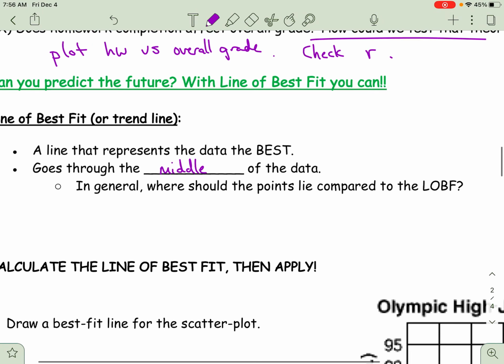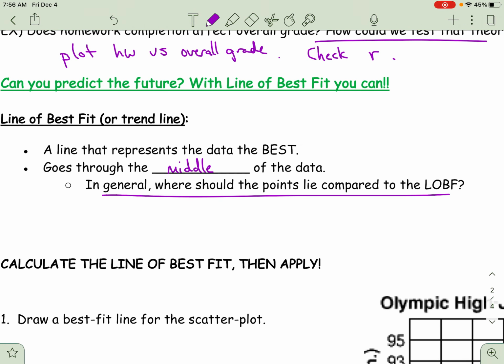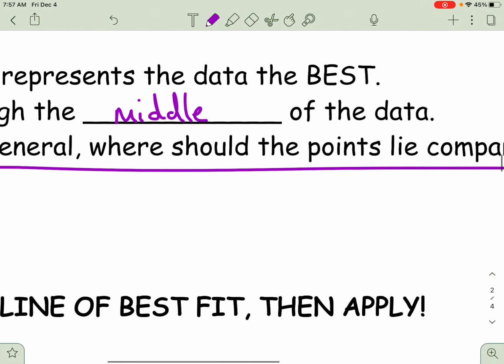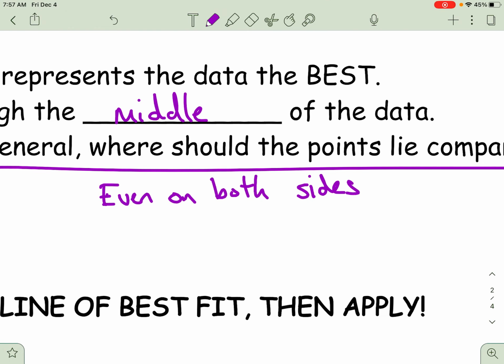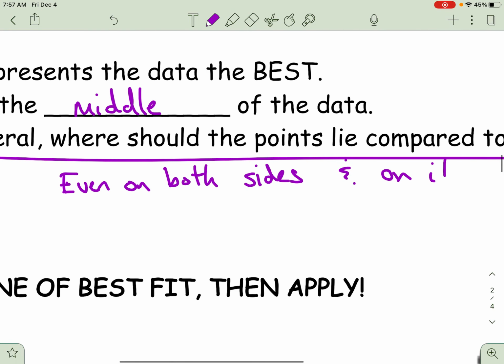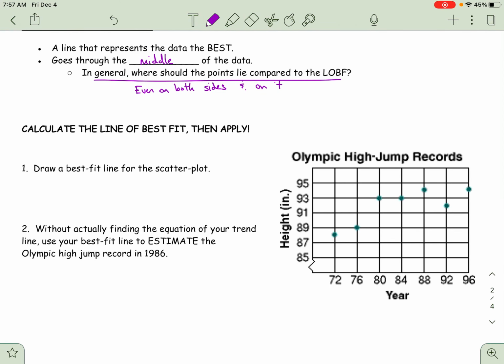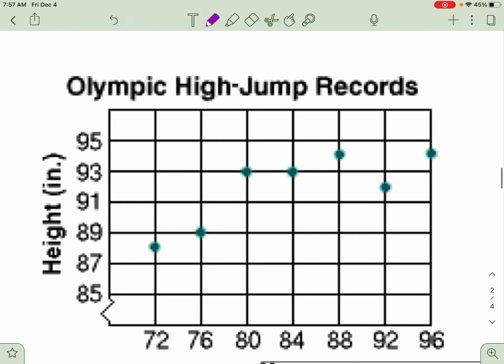And so you might have a few points, but in general, where would the points lie compared to the line of best fit? Hopefully, they're even on both sides of the line of best fit and on it. So as you look at this next example, it says calculate the line of best fit, then draw a line of best fit for the scatter plot. Look at these points here. We want to draw a line that tries to have a similar amount on both sides.